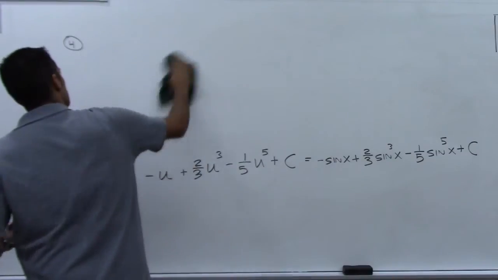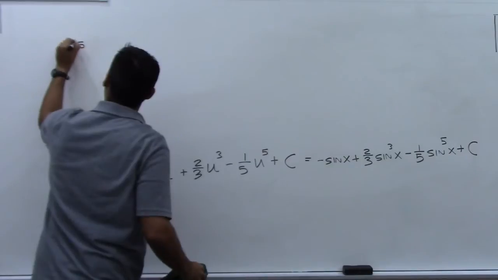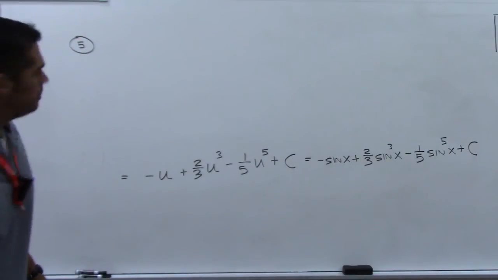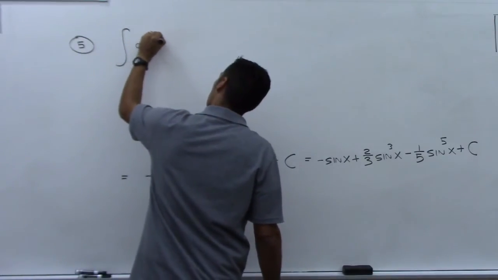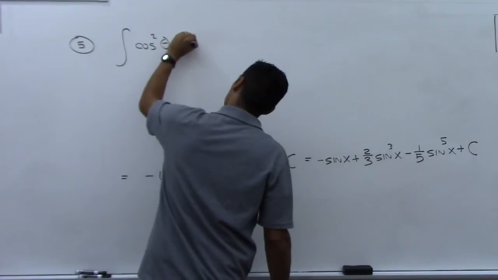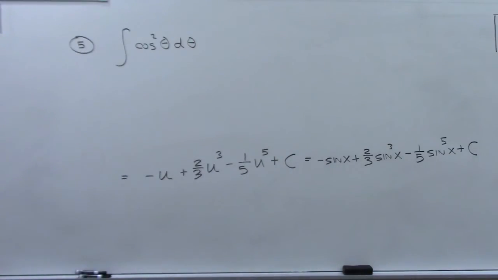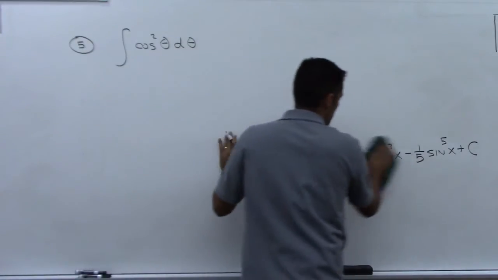My goodness. Okay, number 5. Number 5. Cosine squared. This was a test problem. Yeah, it was.